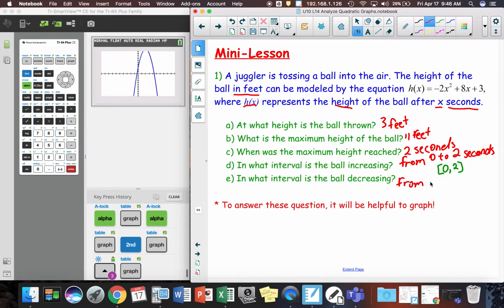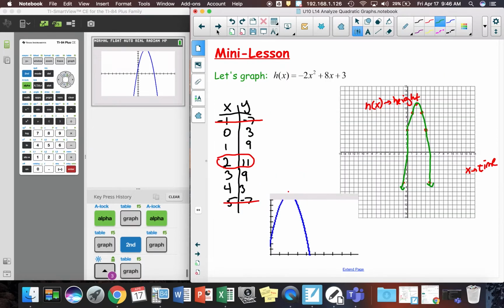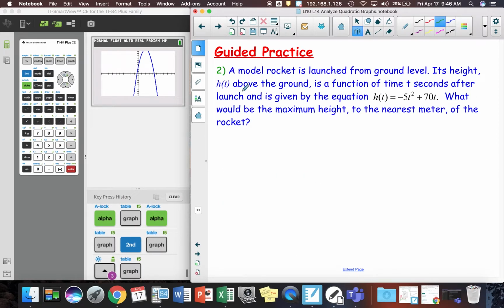From 2 to 4 seconds. And then again, you can write this using set notation. 2, 4. Alright, and now that's all the questions that we have there. Let's move on to this one.